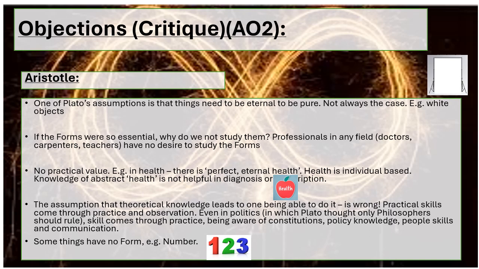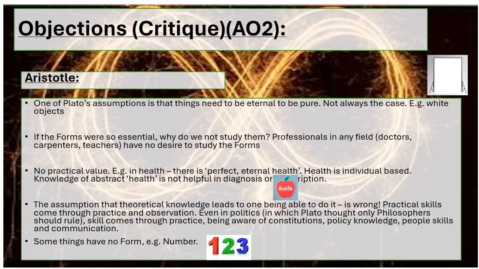Basically, Aristotle questioned some of Plato's assumptions about the realm of the forms. He said if forms were so essential, why do we not study them? Why do we study the more material, more practical, logistical aspects of certain things? Why do we not study the perfect form of science or the perfect form of medicine, rather than teaching doctors the practical skills, the perfect form of health?